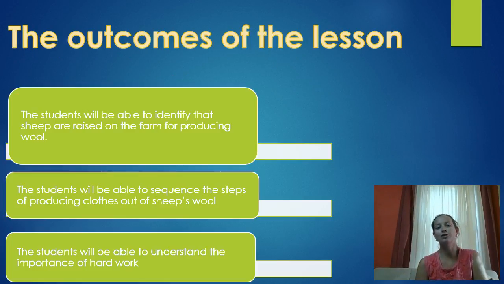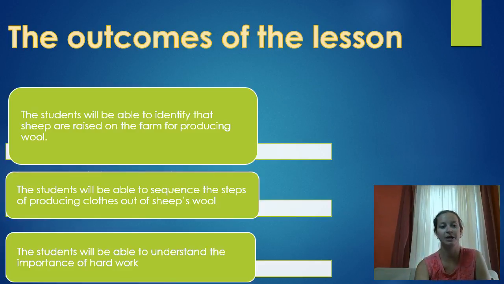The desired outcomes of the lesson: The students will be able to identify that sheep are raised on the farm for producing wool. The students will be able to sequence the steps of producing clothes out of sheep's wool. The students will be able to understand the importance of hard work. Along with these outcomes, the activities of the lesson promote literacy in general. Some of them promote phonological awareness, gaining vocabulary, comprehension, and other aspects.